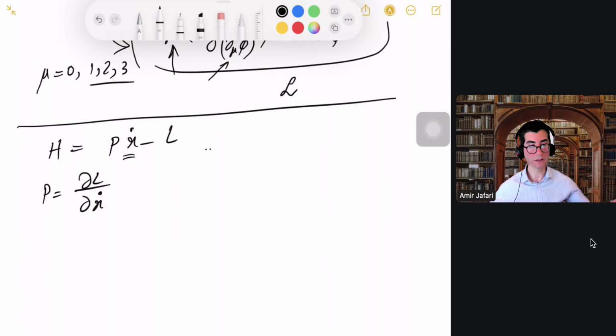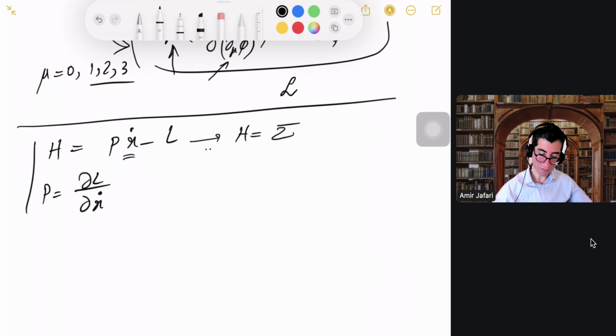It's the derivative of the Lagrangian with respect to x dot, the velocity, basically. And for a system of n particles, you have to use this definition, the sum over k of p_k x_k dot minus L. So you are summing over all these particles. So what we get here is something like this. p is dL/dφ dot.